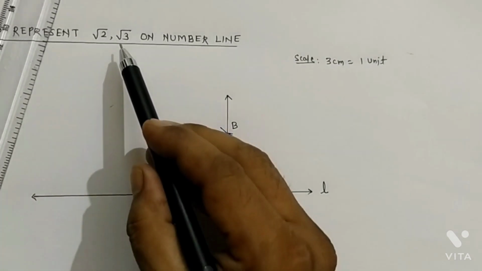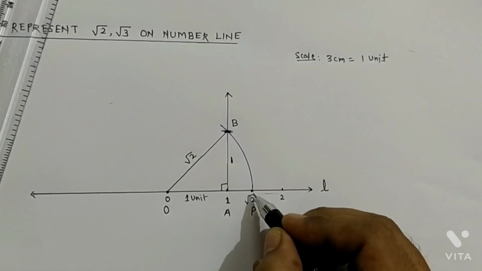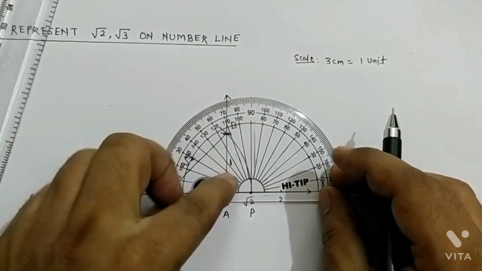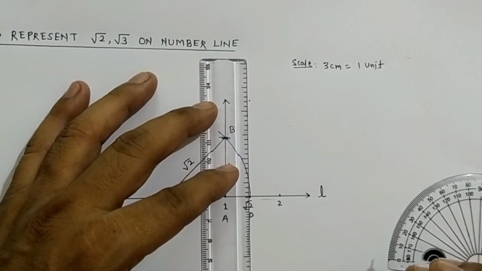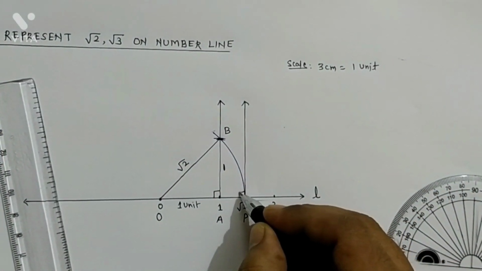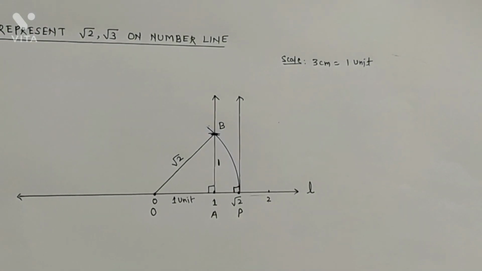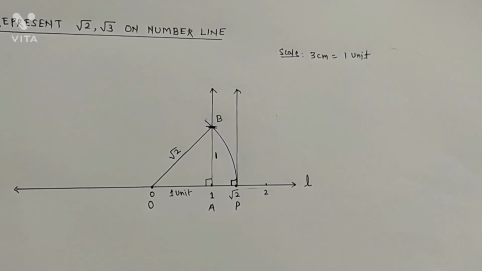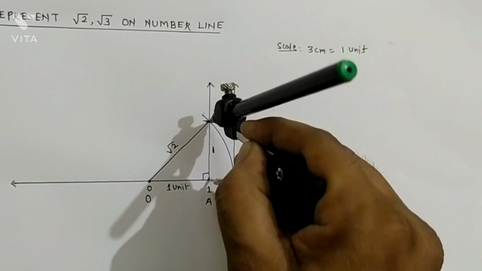Now let's go for root 3. On this point P, that is root 2, you draw one more 90 degree angle. Draw a 90 degree perpendicular at point P, and mark the 90 degree symbol here also. After this, now take the same distance of that 1 unit.